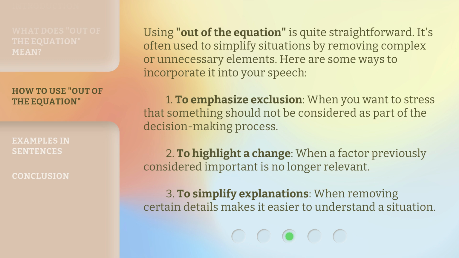Using out of the equation is quite straightforward. It's often used to simplify situations by removing complex or unnecessary elements. Here are some ways to incorporate it into your speech. 1. To emphasize exclusion. When you want to stress that something should not be considered as part of the decision-making process. 2. To highlight a change. When a factor previously considered important is no longer relevant. 3. To simplify explanations. When removing certain details makes it easier to understand a situation.